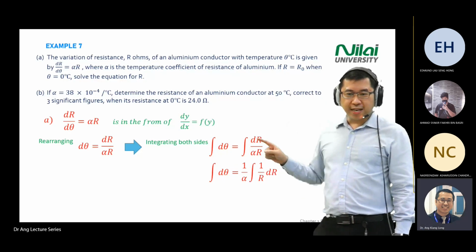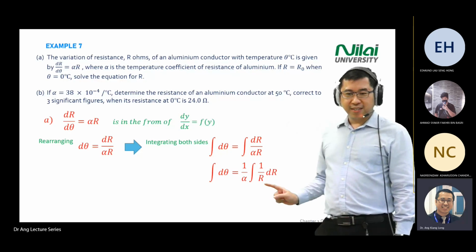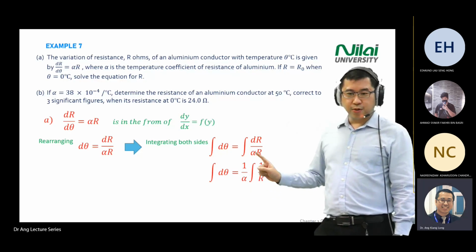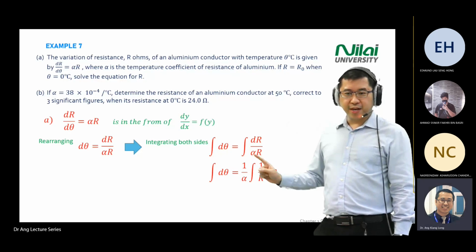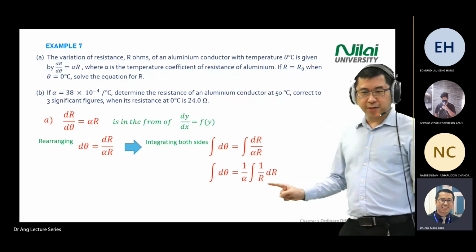So this side is your expert, Nizam. You integrate 1 over alpha r dr. What do you get? This one is a constant value, correct? 1 over alpha you pull outside, you get this one. So this part I think you are already an expert.